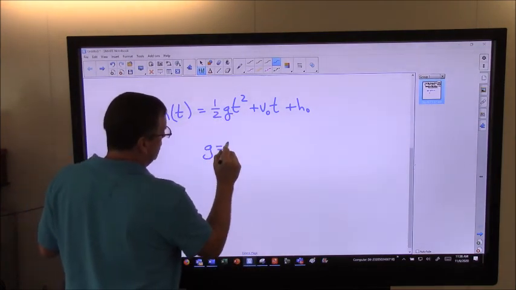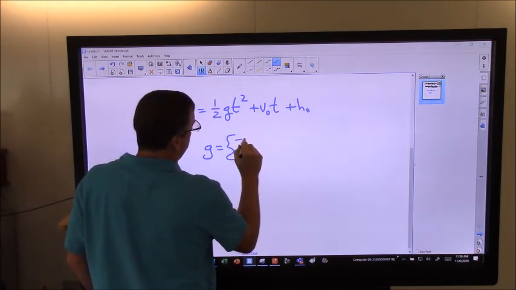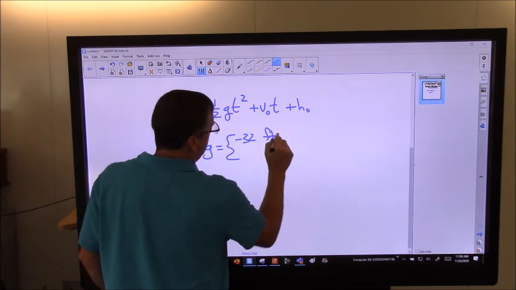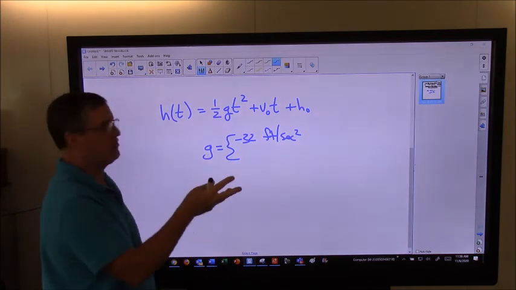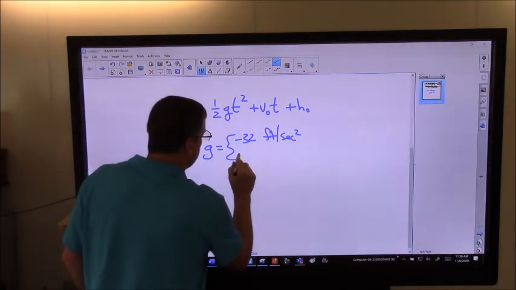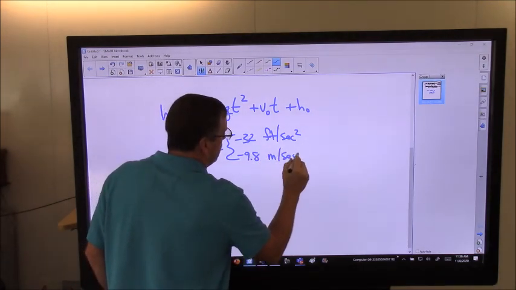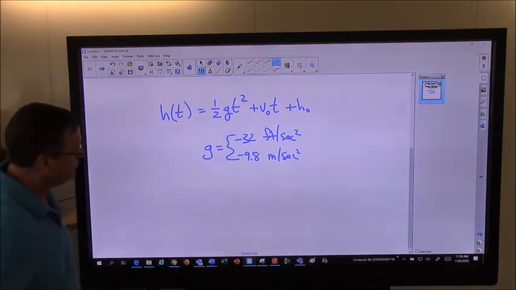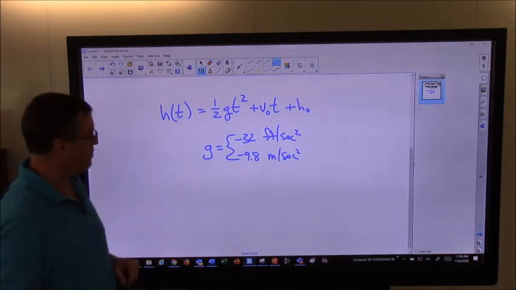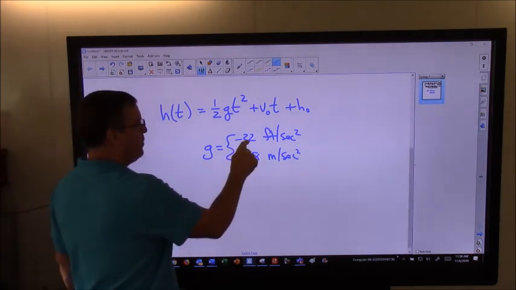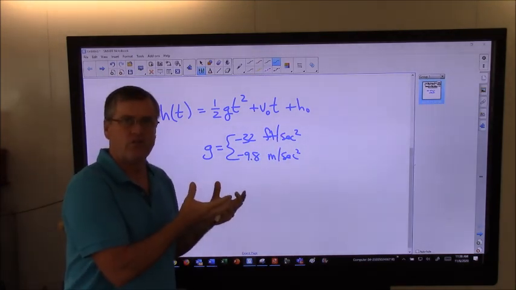So gravity is equal to one of two things. It's either equal to a negative 32 feet per second squared, if we're dealing in the standard system, feet and seconds, or it's equal to a negative 9.8 meters per second squared if we're in the metric system. And a lot of times, people kind of struggle with what that really means. A negative 32 feet per second squared, really this is acceleration due to gravity.